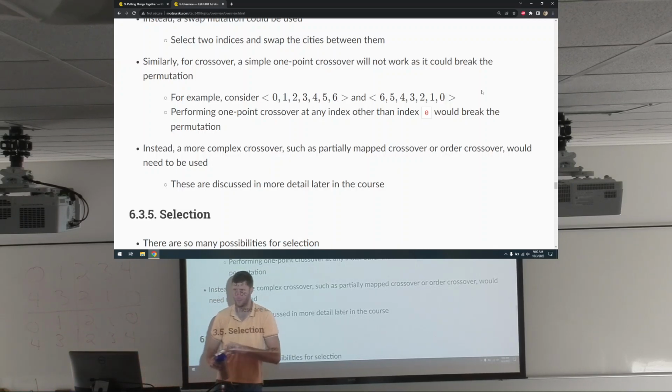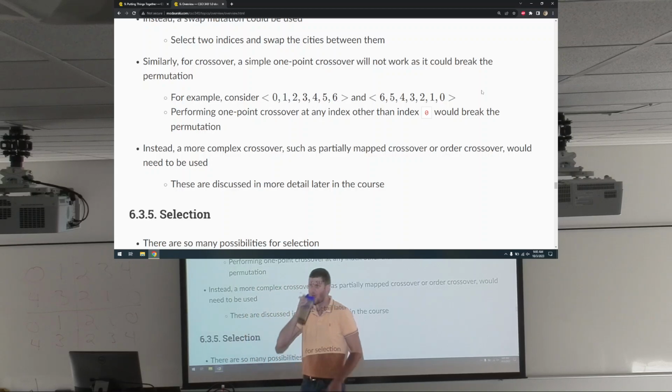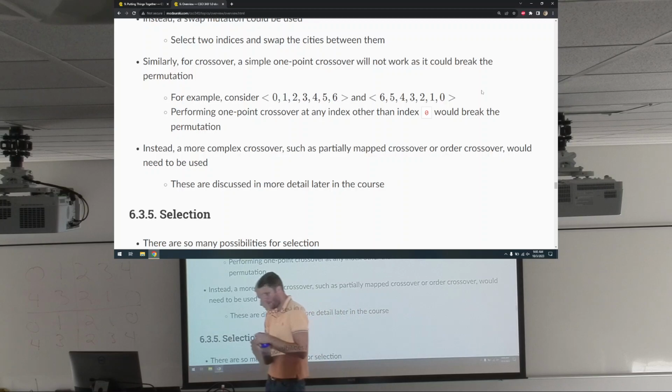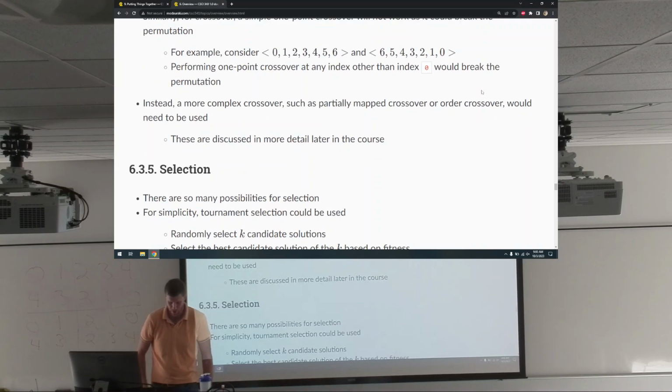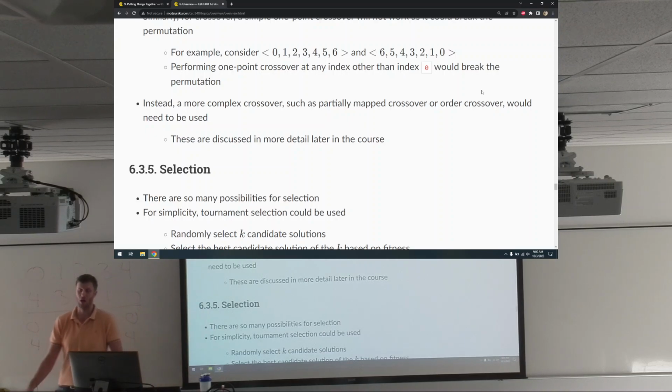Any questions so far? There are more complex crossovers. First of all, you can do whatever you want to do, as long as it works. But there are some more complex crossovers like partially mapped crossover or ordered crossover. These are well-defined crossovers that would work in a situation like this.